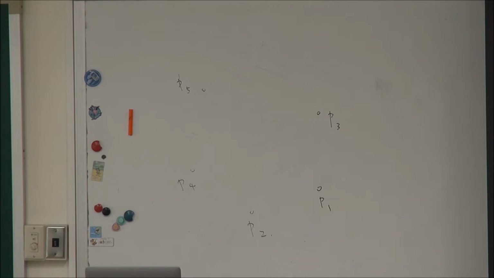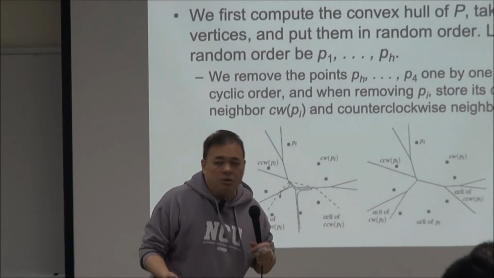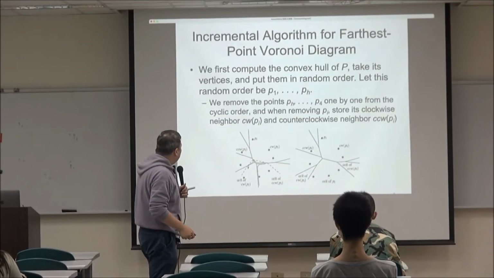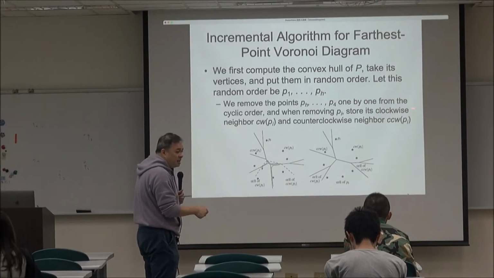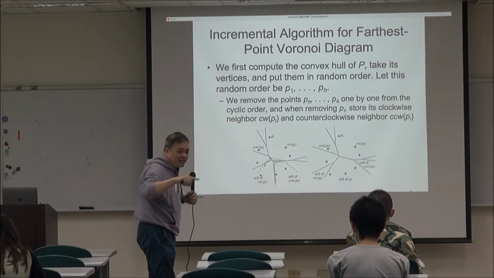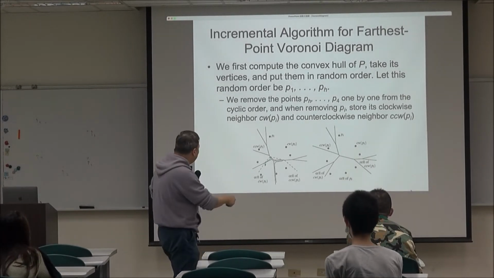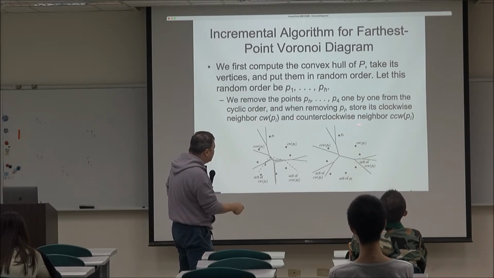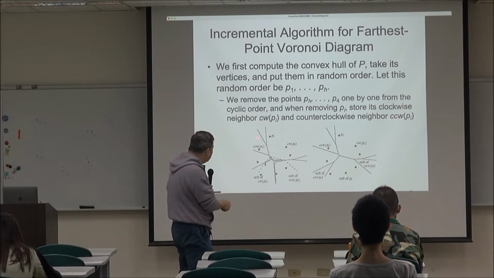Then, okay, so this obviously takes linear time, right? This takes linear time. And then, okay, we note this neighbor information for PI: when PI was removed, the clockwise neighbor we note as CWPI, and the counterclockwise neighbor for PI is CCWPI. This is notation.